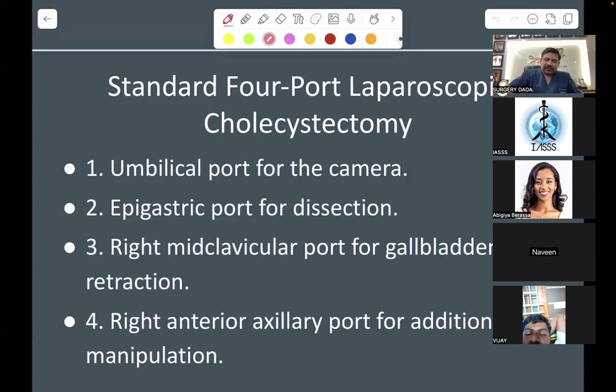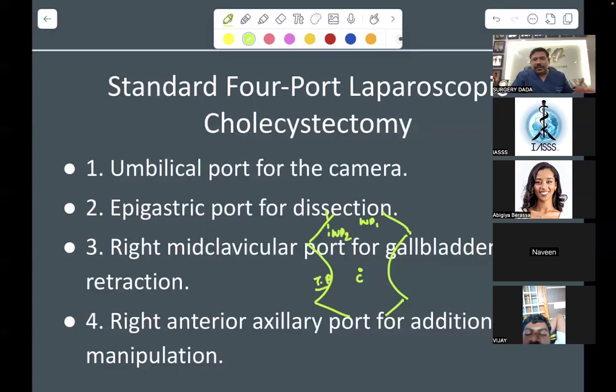So what are the standard 4 ports that we have? This is the simplest thing that we can define. This is the main camera port. The next is the working port number 1, and this is the epigastric port. Then right subcostal along the mid-clavicular line, this is the working port number 2, and this is the traction port.